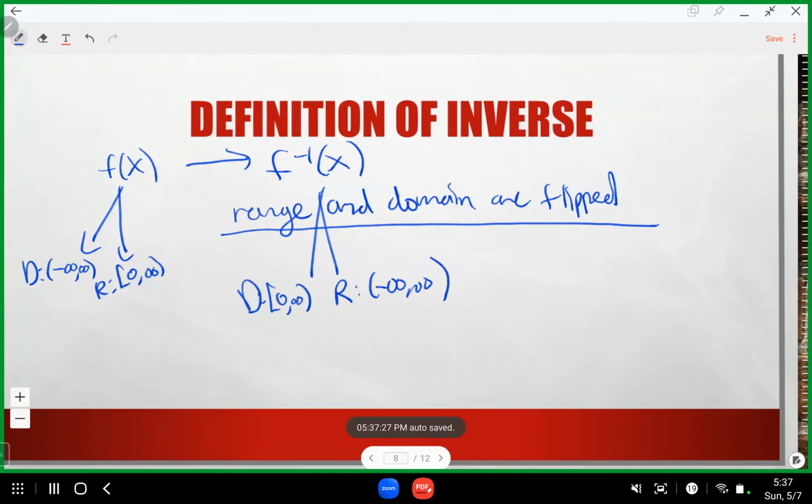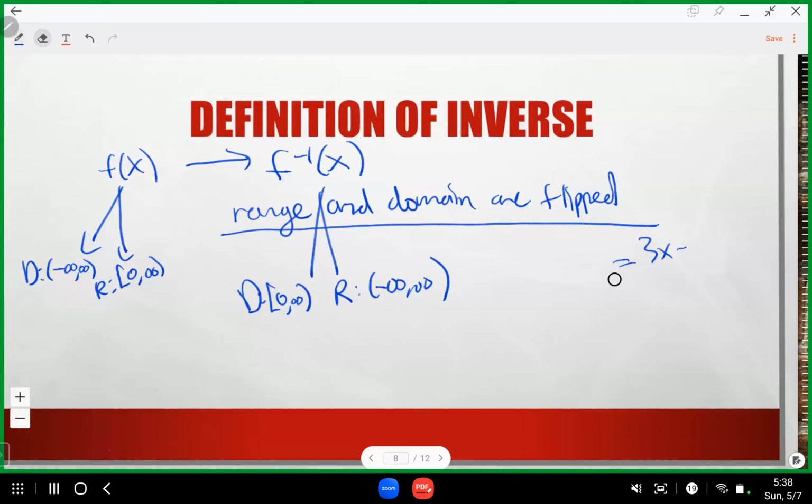So how would you actually determine an inverse? By determining an inverse, you have to know that the range and domain are switched. And since x basically represents the domain and y basically represents the range, what you can do is flip x and y and then solve for y. So let's just try that with y is equal to 3x minus 2, right?